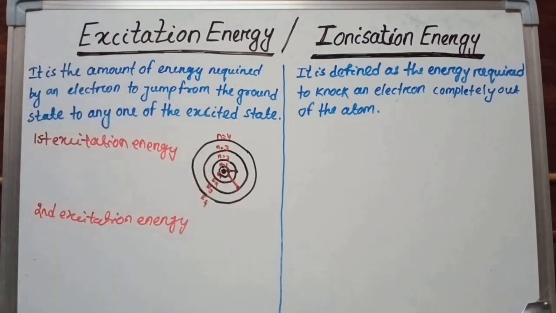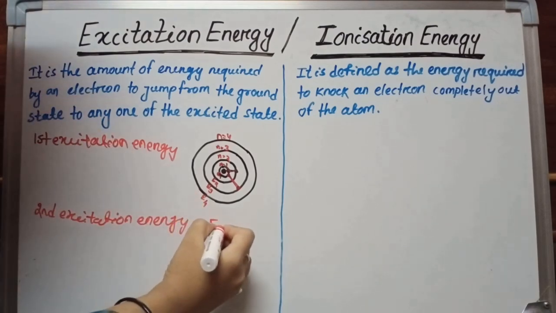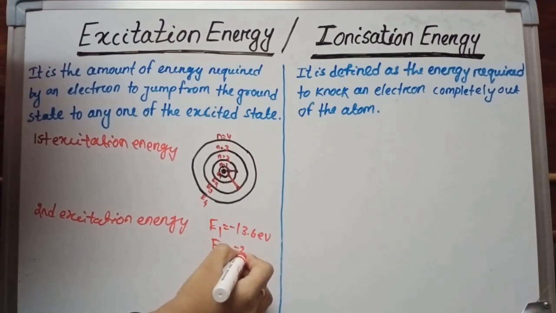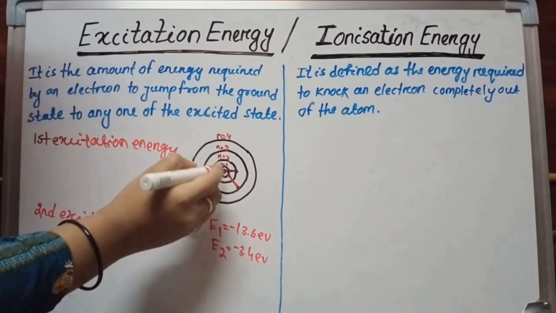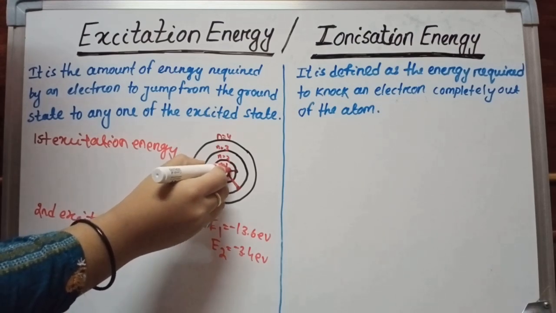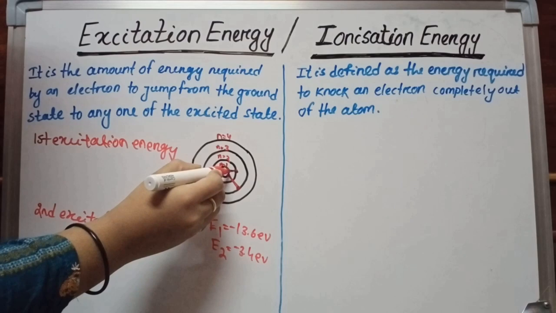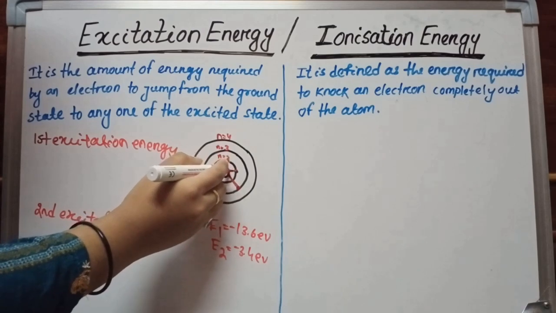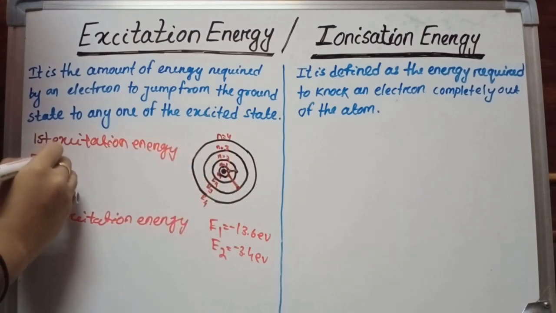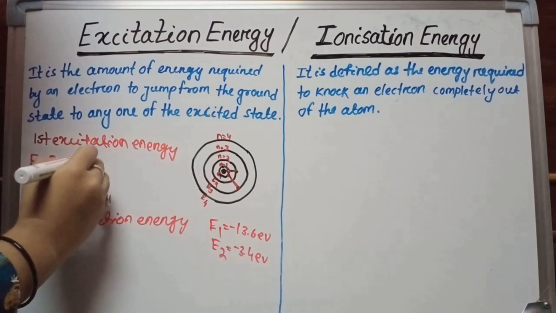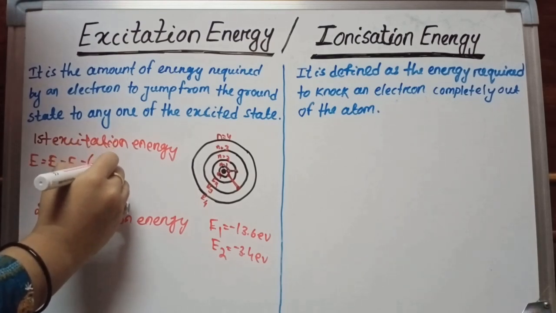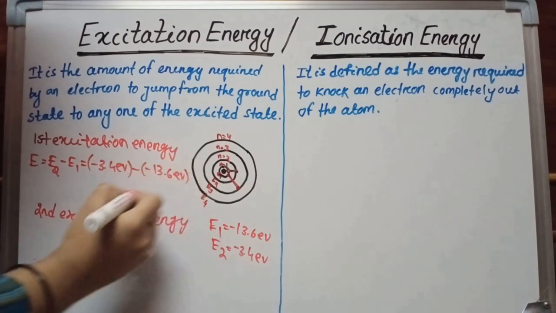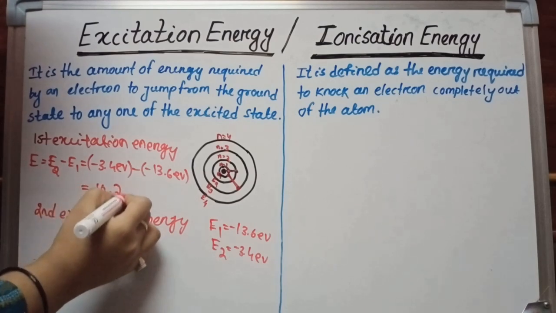So we know that E1 equals minus 13.6 electron volt, and E2 is minus 3.4 electron volt. When the electron makes a transition from n equals 1 to n equals 2, that means the electron jumps from the ground state to the first excited state, what is the amount of energy required? E equals E2 minus E1. Put the values: E2 is minus 3.4 electron volt minus of minus 13.6 electron volt. Then the answer equals 10.2 electron volt.